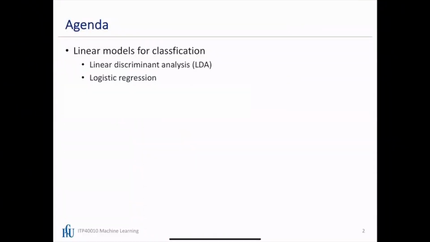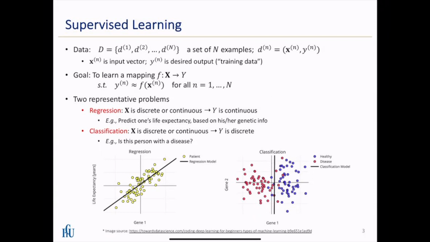In terms of linear classification, we are going to discuss two different models. One is LDA, or linear discriminant analysis, and the second one is logistic regression. Well, let's recall our earlier definition of learning types. One of the learning types is supervised learning.